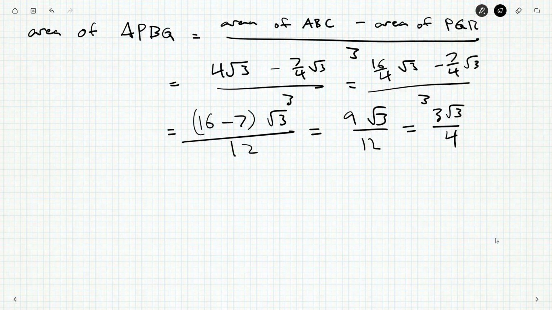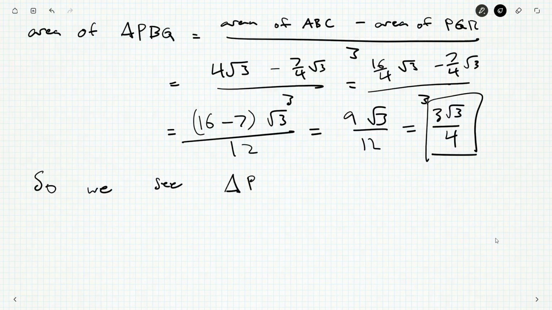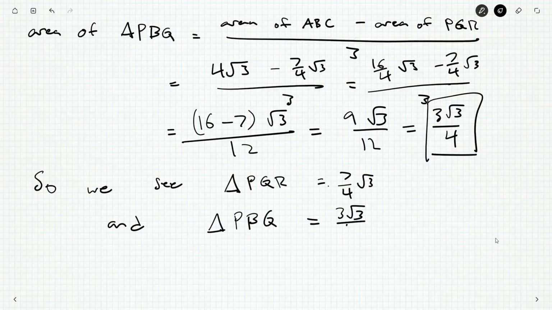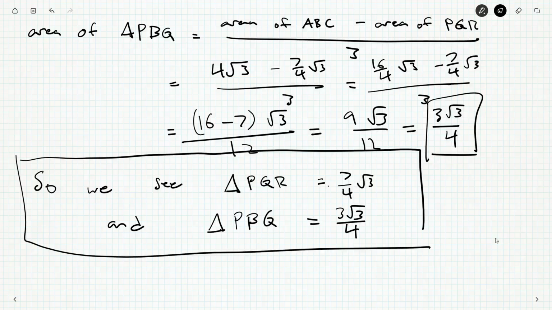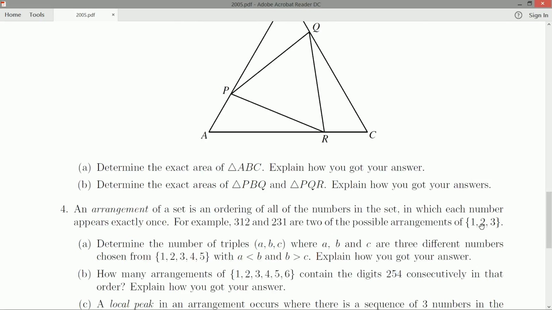Okay. So we could put a little box around that, or we could put a little final statement. So we see the area of PQR is 7/4 root 3. And the area of PBQ is 3/4 root 3. Okay? So I have a nice final statement there. That's something that you could box, or you could have boxed as we went along there as well. But that's it. That's B part. Okay? Not bad. I like that.